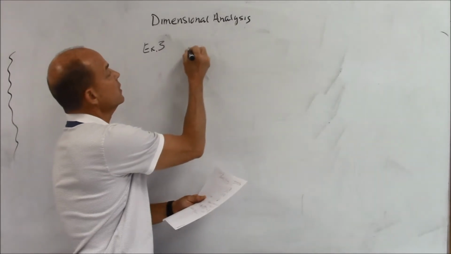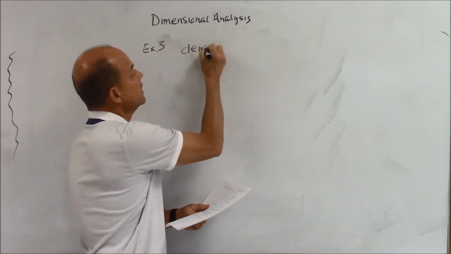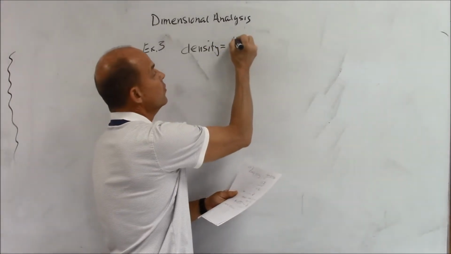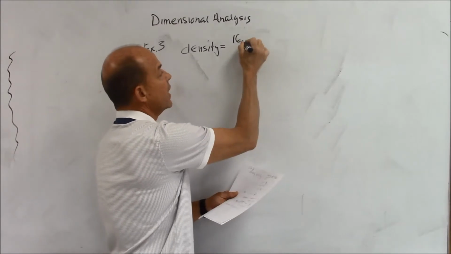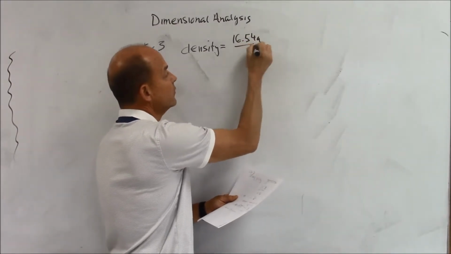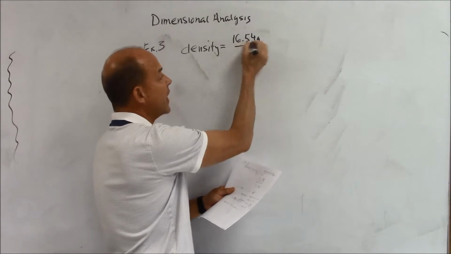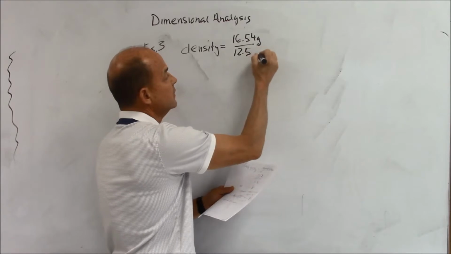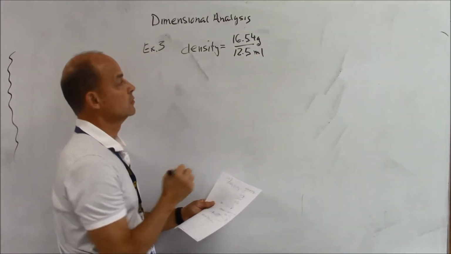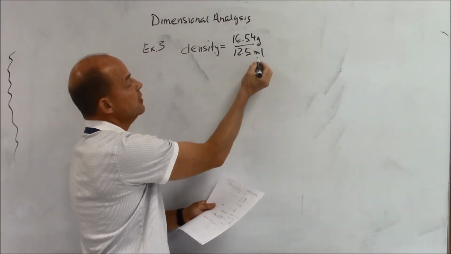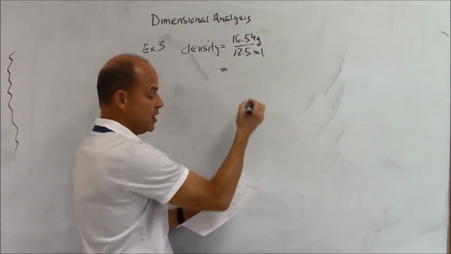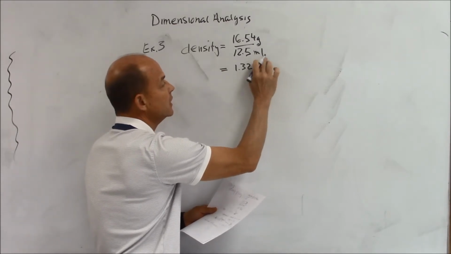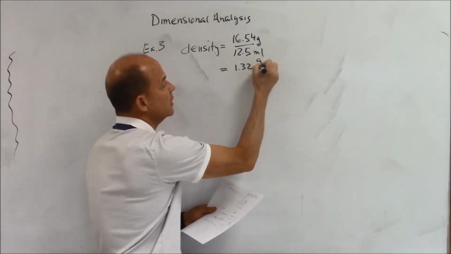Say you measure the density of your clay. You measured the mass of your clay, and you found it to be 16.54 grams, and you found that for that particular amount of clay, it took up 12.5 milliliters of volume. All right? So density is mass over volume, and if you did this calculation, you would get 1.32 grams per milliliter. Grams per milliliter.